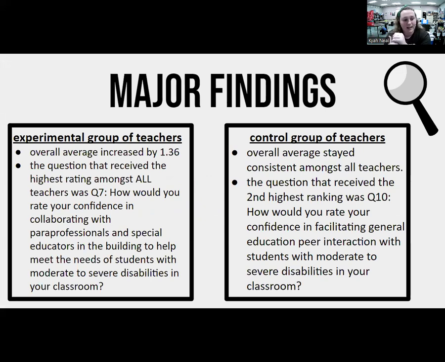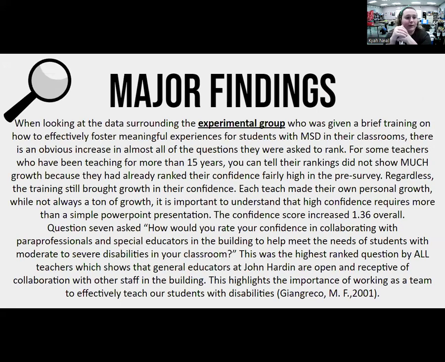And then also the highest ranked question was question number 7, which had to do with collaborating with paraprofessionals. And then for the control group of teachers who did not receive the training, there was no change in their confidence. However, the question that received the second highest ranking was a question about peer interactions with students with disabilities. So when I look at the data surrounding the experimental group who was given the brief training, you can tell that there was an increase, which is really awesome.